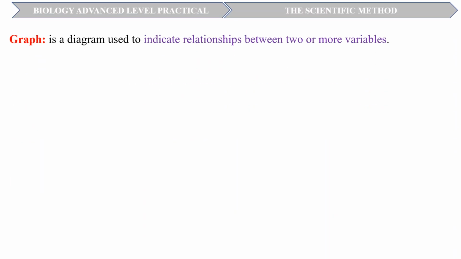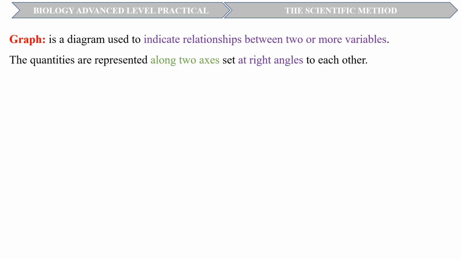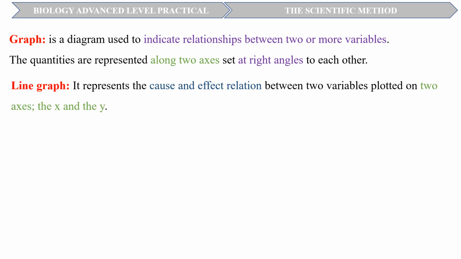Let us now look at the presentation of data using graphs. A graph is a diagram used to indicate relationship between two or more variable quantities. The quantities are usually measured along two axes set at right angles to each other. Graphs come in different forms. Let us take the first type of graph, which is a simple line graph.